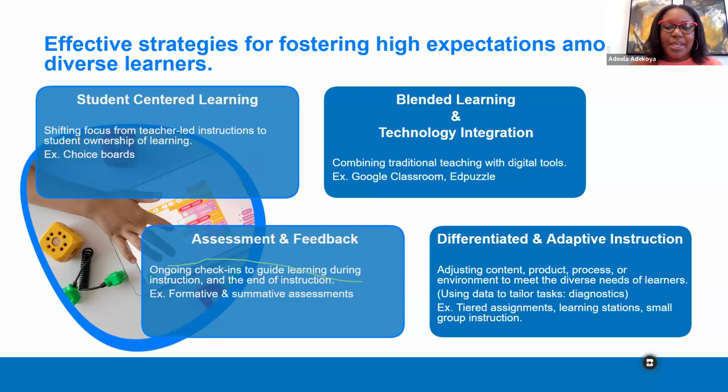Differentiated and adapted instruction. Here is where we adjust the content of what we are teaching. We adjust the product of what we're teaching. We adjust the process and the environment to meet the diverse learners in our classroom. In order to be able to do this, we basically would use diagnostics, so that we can see exactly where learners have struggling needs and where they excel or where they have mastered skills. An example would be tiered assessments or assignments.